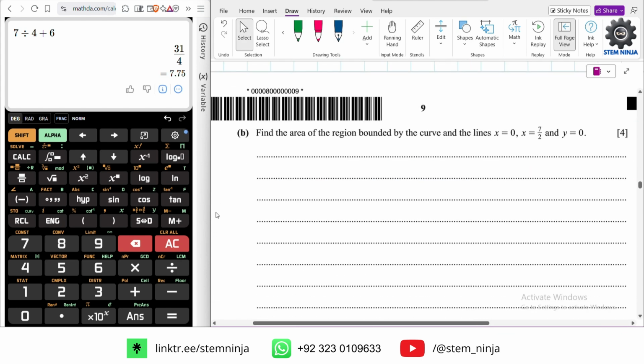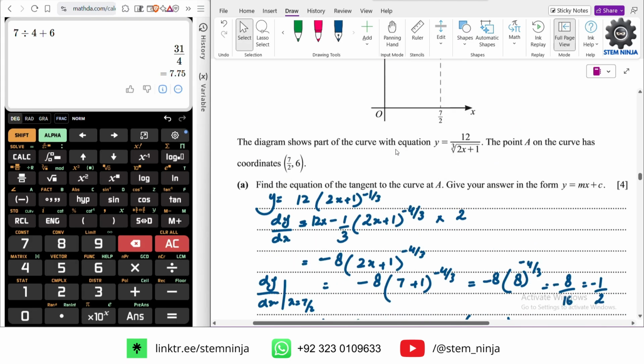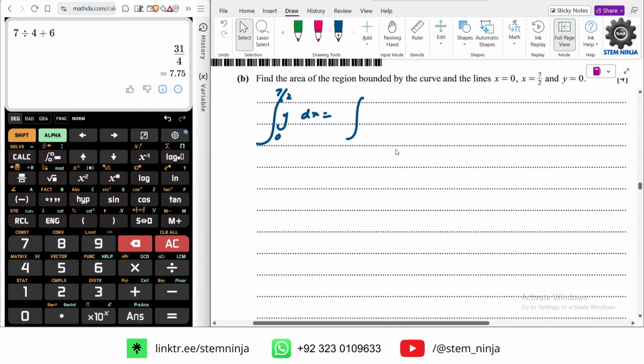Okay. Find the area of the region bound by the curve between the lines x equals 0, x equals 7 over 2, and y equals 0. So basically we need the area under the curve between 0 and 7 over 2. So the integral of 12 (2x plus 1) to the power minus 1 over 3 from 0 to 7 over 2 dx.